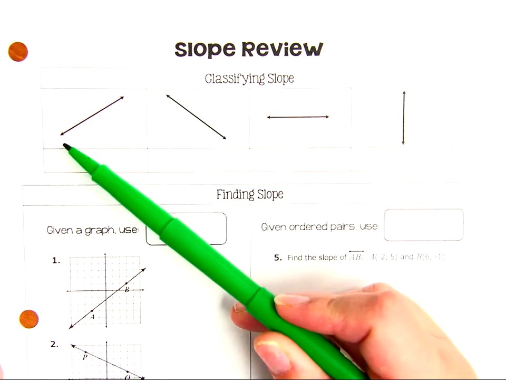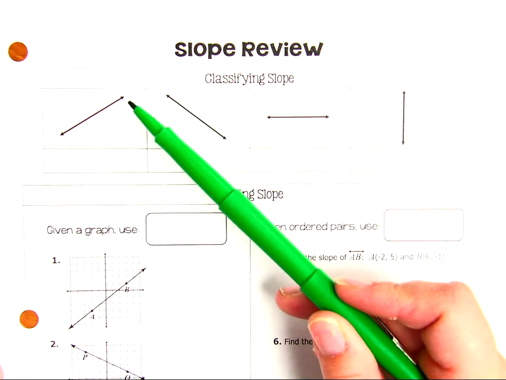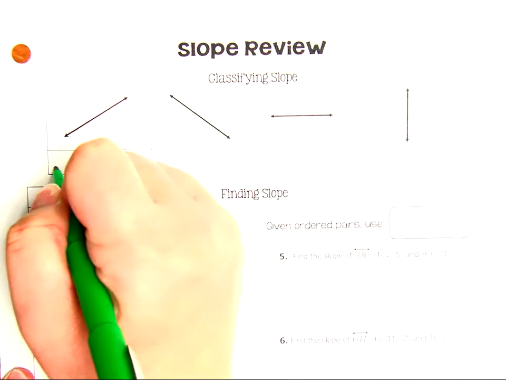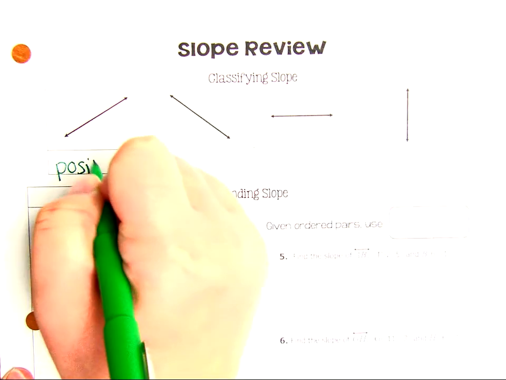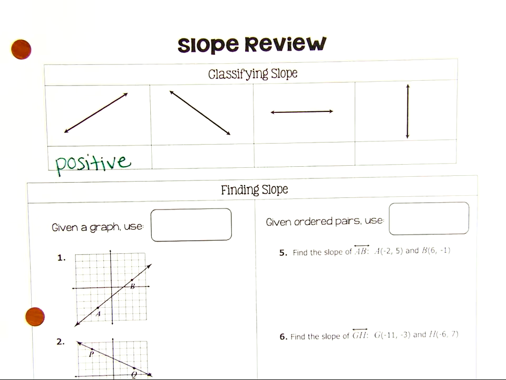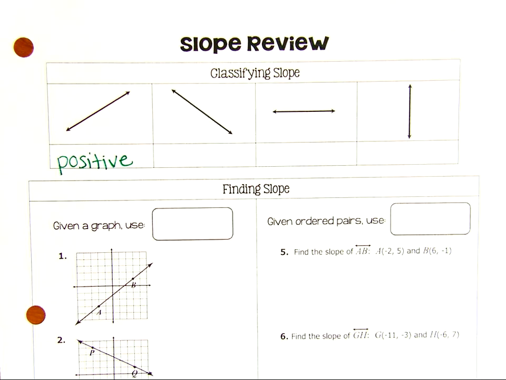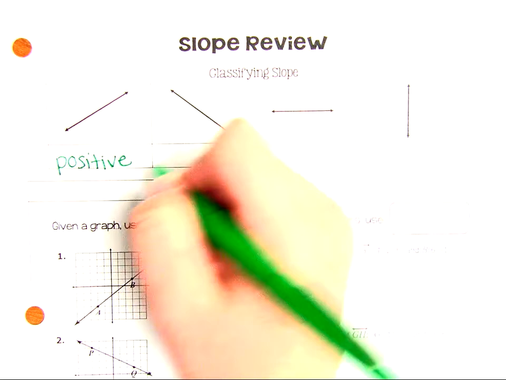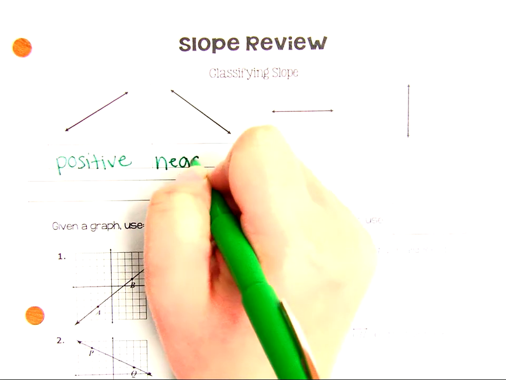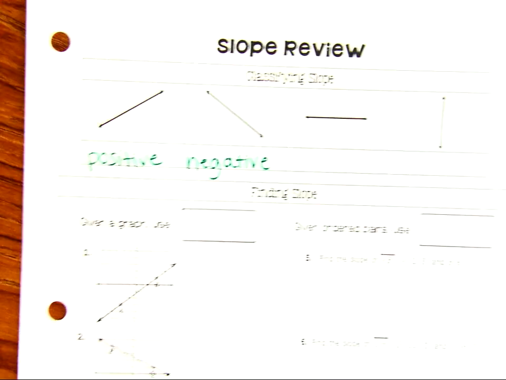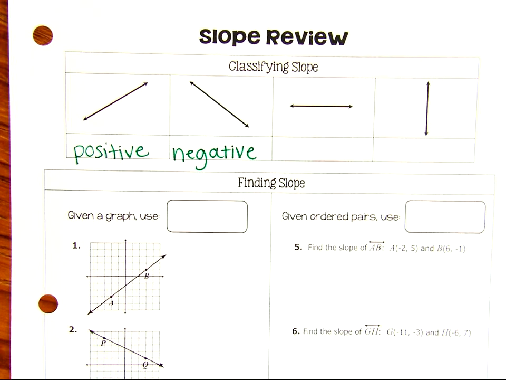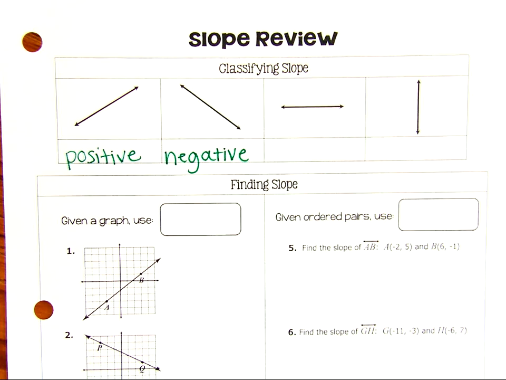So this line here is increasing, so you should recognize that it should be a positive slope. Okay, this line here is decreasing, going downhill, so you should recognize that that should be a negative slope. Okay, these last two are the ones that people get the most confused about.